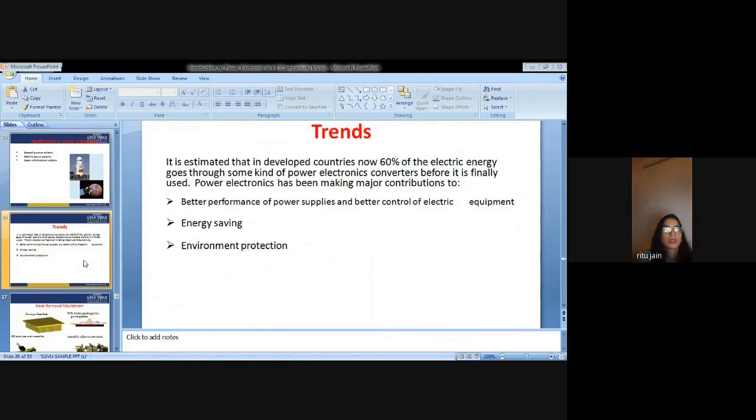Trend. It is estimated that in developed countries now 60% of the electrical energy goes through some kind of power electronics converters before it is finally used. So power electronics has been making a major contribution to better performance of power supplies, better control of electric energy, energy saving and environment protection.